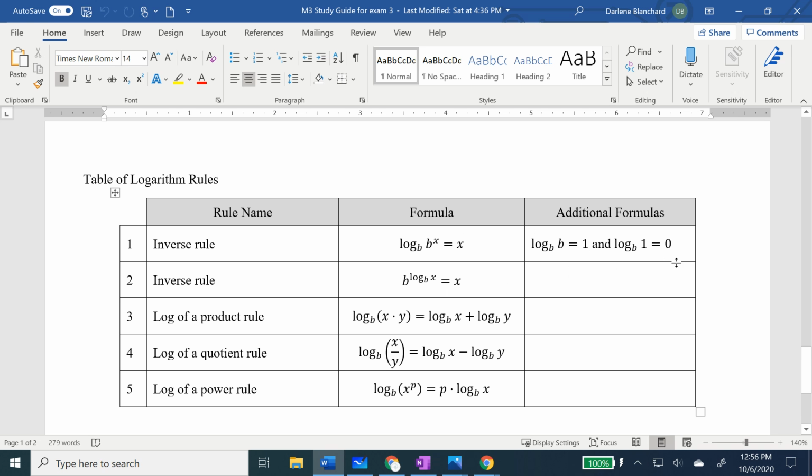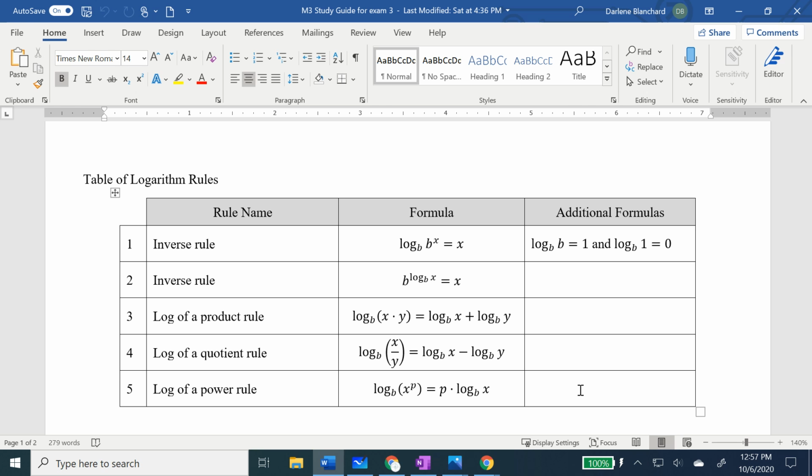And additional formulas, basically, it kind of comes out naturally, but be aware that log base b of b, the exponent is an understood 1. So that's why we're getting 1. And if I have log base b of 1 itself, what exponent causes b to the x to equal 1? And that would be exponent 0. So these are additional formulas to make sure you're aware of, but again, they do come out of these inverse formulas. And then we have these 3 log rules that help us to either expand or condense logarithms.